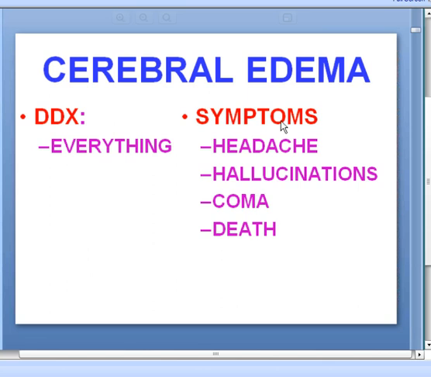The symptoms are also non-focalizing as well because it's a diffuse process. But if you wanted to quantitate the symptoms from the mildest form of edema to the most severe form, which is death, you might want to remember that headache would actually come before hallucinations, and hallucinations would probably come before coma, and coma generally comes before death.